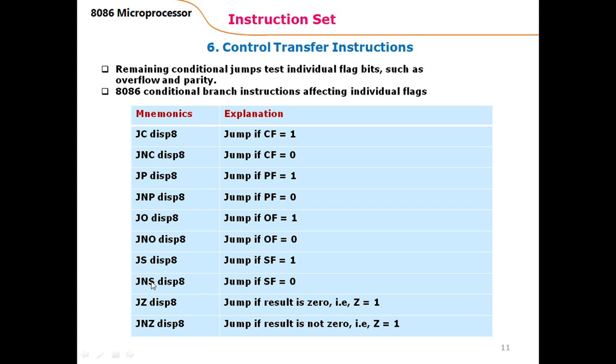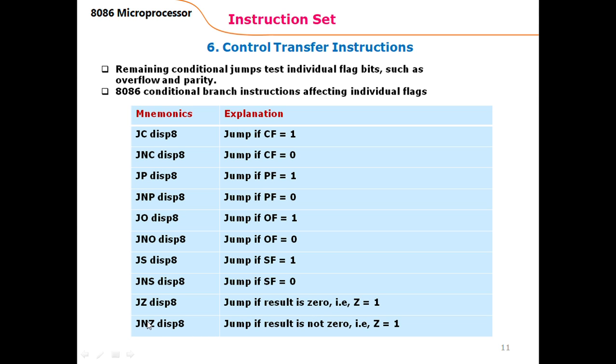So this instruction checks if the sign flag is 0. The jump will only happen if the sign flag is 0. And similarly, JZ, jump if 0, jumps if the result is 0 or the Z flag is 1. If the result is 0, then it will set the Z flag to 1.